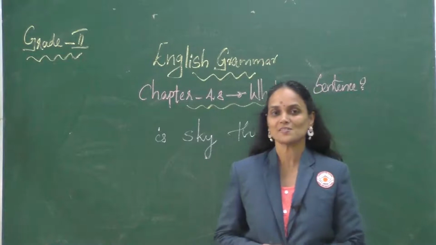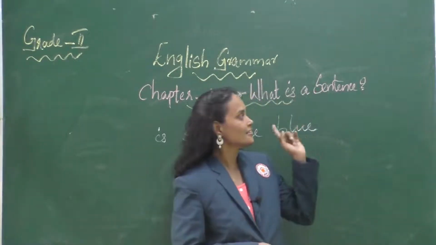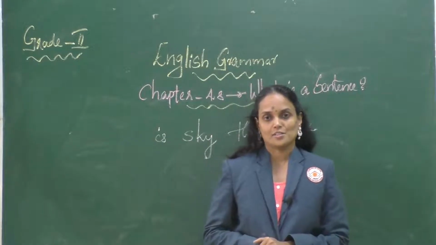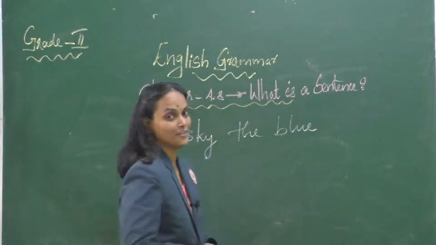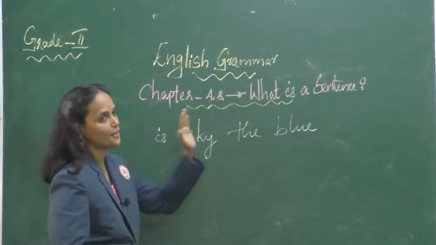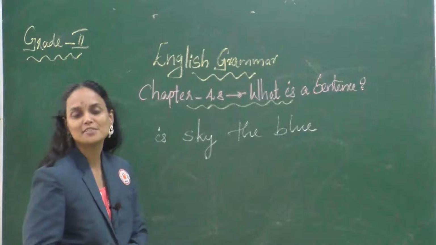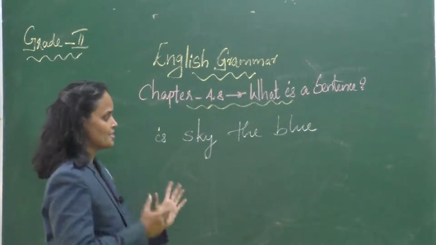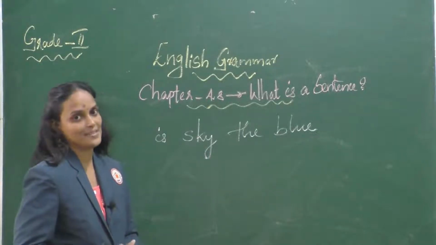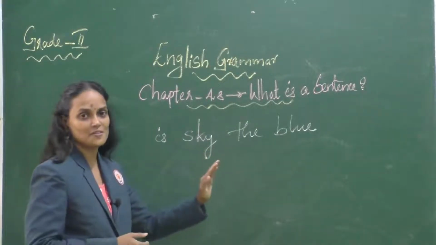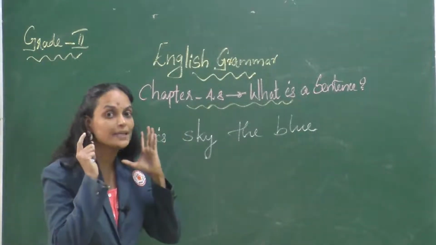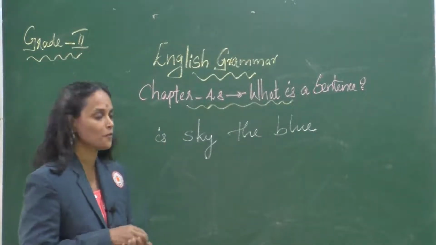Today's topic is chapter 48. What is a sentence? Children, look at the board, all of you. I have written some words over here: is, sky, the, blue. Do they give you any complete meaning here? No, they are just words. Correct? But if we arrange these words in the correct order, we will get a complete thought. Let's see how it's possible.